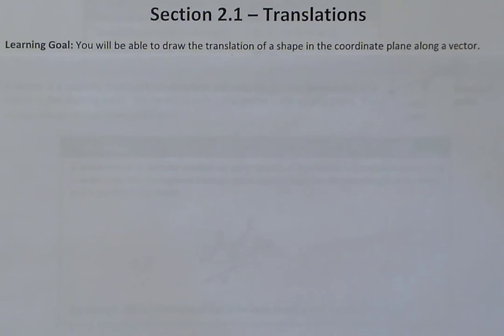Now, today's look is at translations, which is just a fancy way of saying sliding a shape from one spot to another. So today we're not going to rotate, we're not going to flip, we're not going to worry about any of that stuff. We're just going to slide a shape from one spot to another based off what they ask us to do. So let's get started and let's take a look at our learning goal for today.